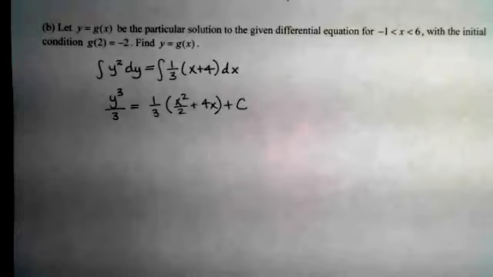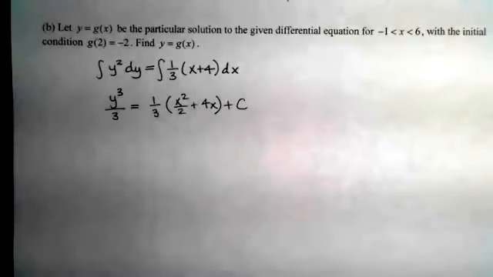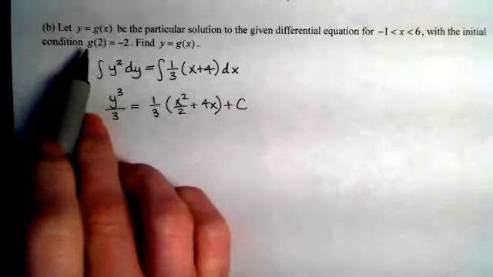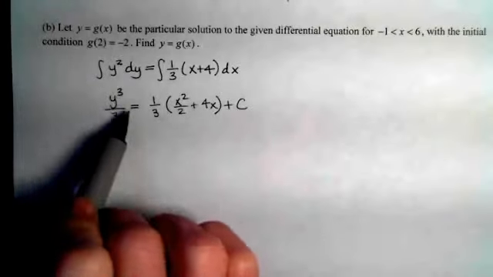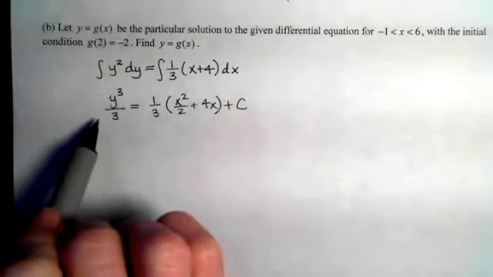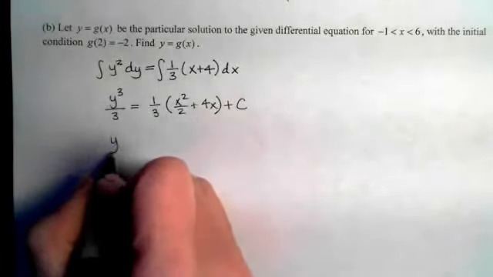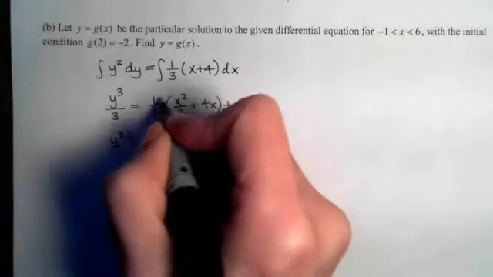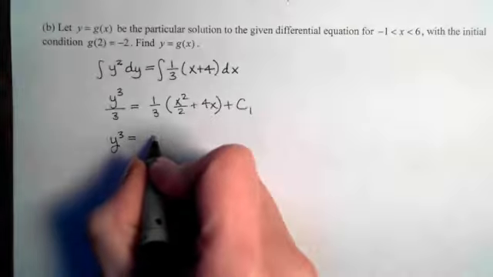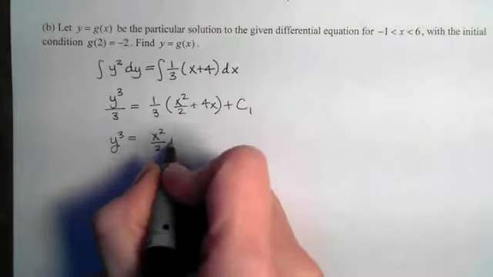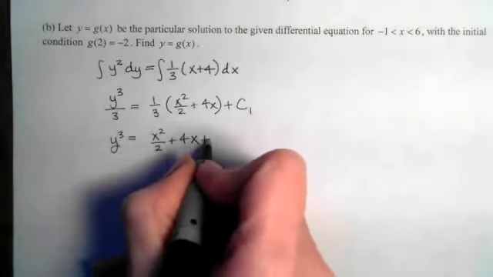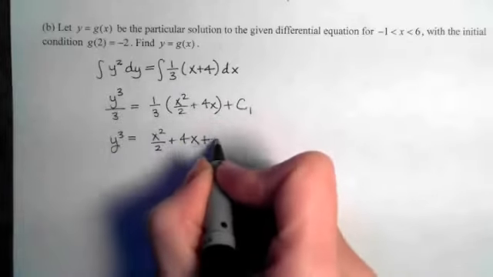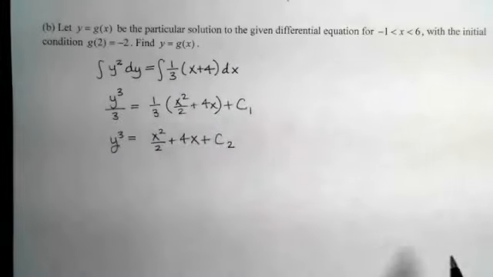Now I've got the initial condition. I can plug it in now or I can plug it in later. So looks like I'm dealing with 2's and negative 2's. That doesn't really make it any nicer, so I'm going to isolate first. I'll get a y cubed multiplied by a 3. That will get rid of this. So I'll have an x squared over a 2 plus a 4x plus a random constant times a 3 is just another random constant.